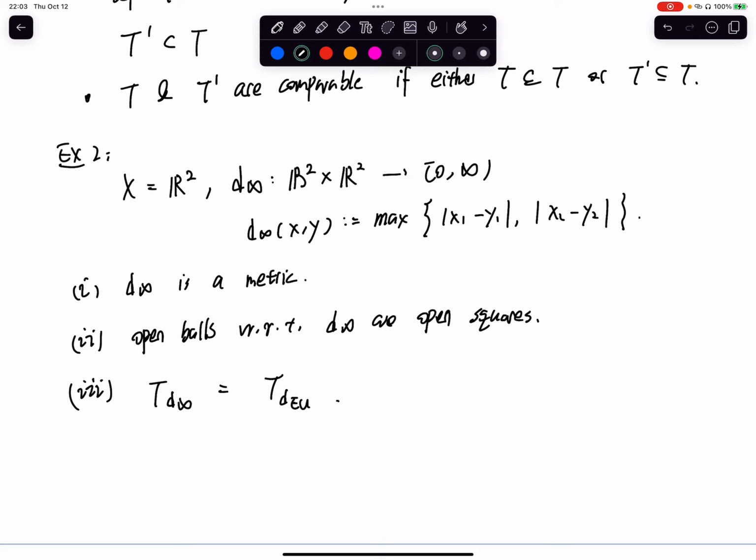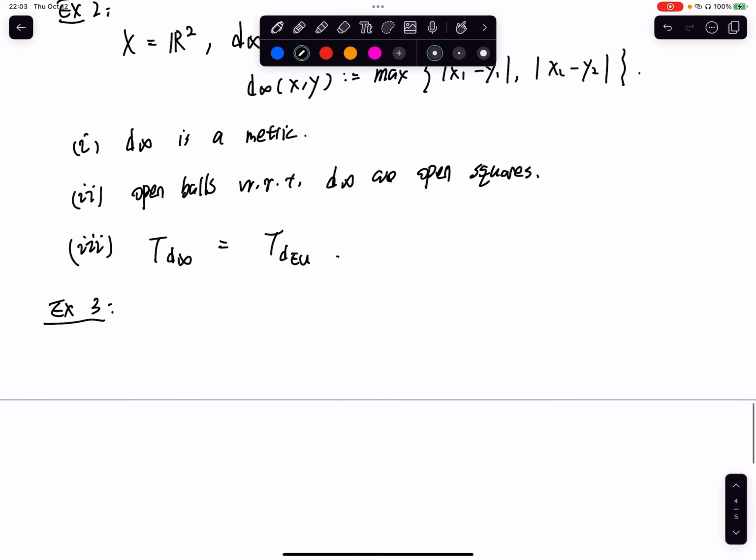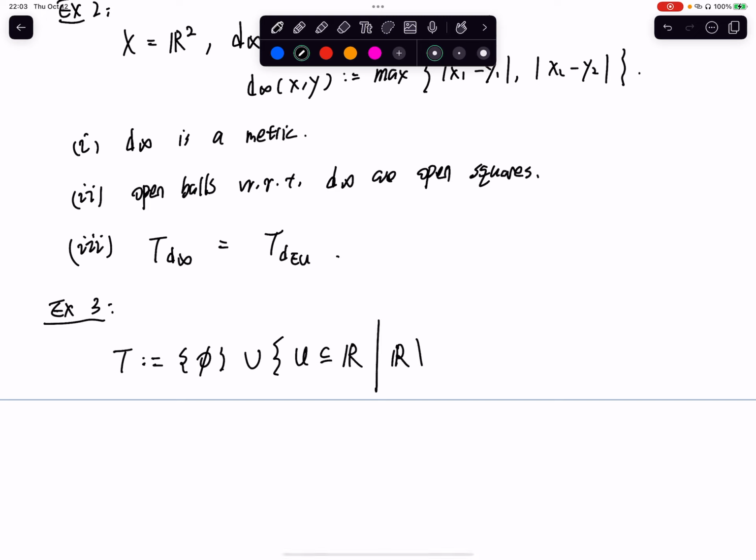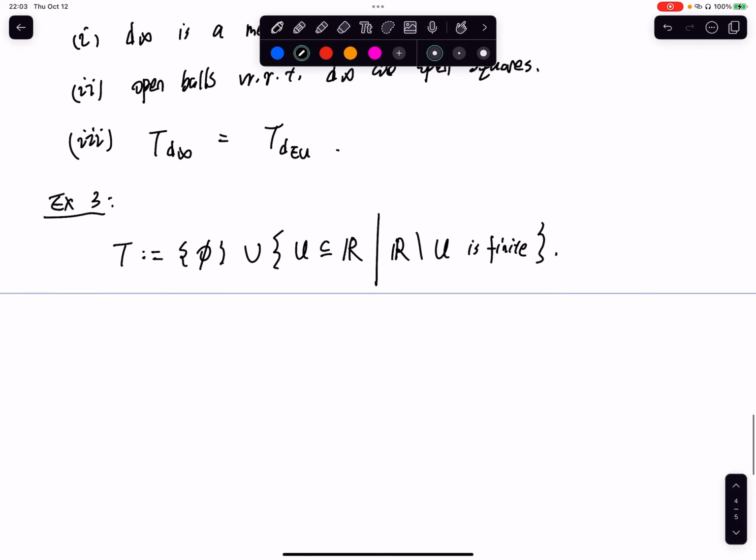And also, not all topologies are derived from a metric. There are some topologies that come from no metric. So, example. If we consider the topology T defined by open sets, the union of the empty set and all U living in R such that R minus U is finite. So we claim first that T is a topology.